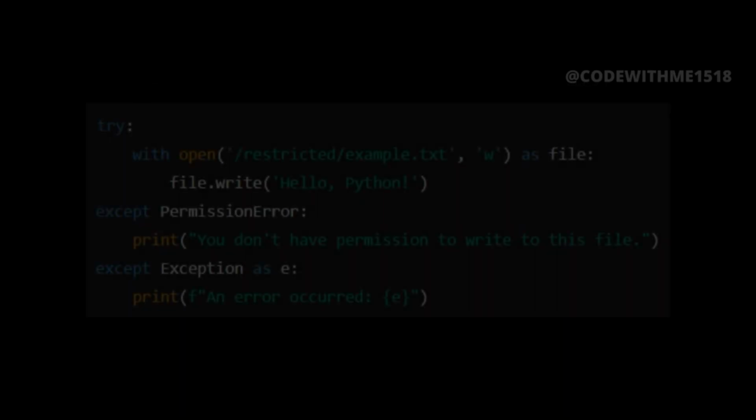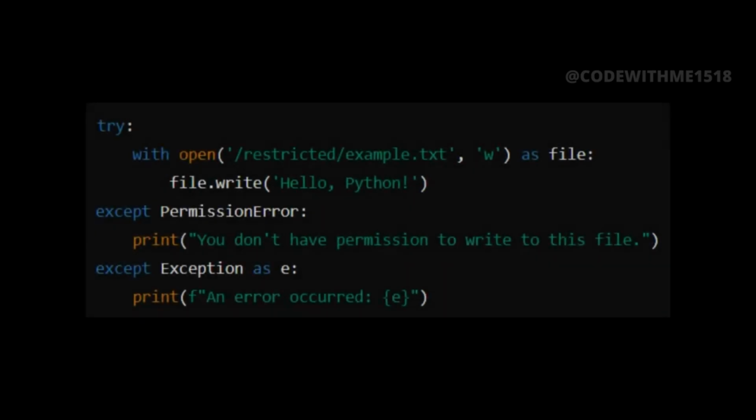In this example, we use a try block to attempt reading from a file. If the file doesn't exist, a FileNotFoundError is raised, and we handle it with an except block. You can catch multiple specific exceptions or a general one. You can also handle errors when writing to a file.